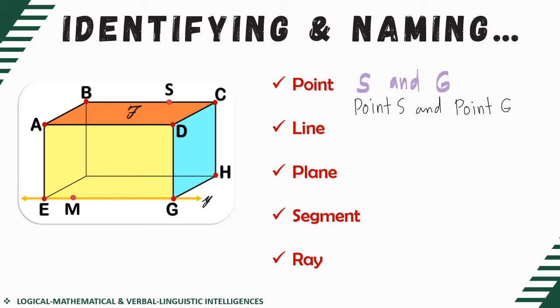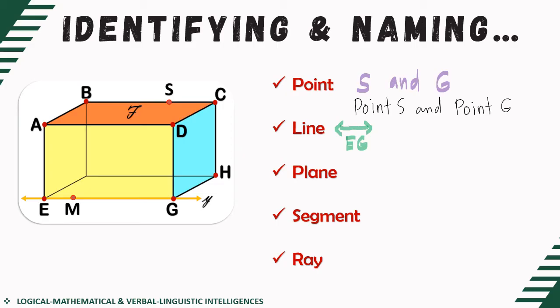All right. Now moving on to a line. So let's name a line out of the given illustration. So let's say for example, I have line EG. How do we name a line? There. So line EG. So take note, in naming a line, you are going to use two capital letters which are not cursive.